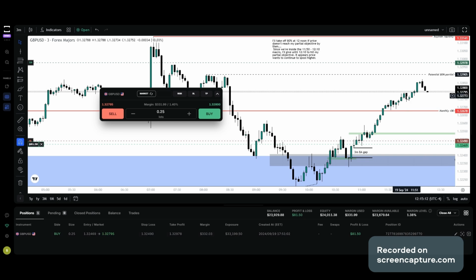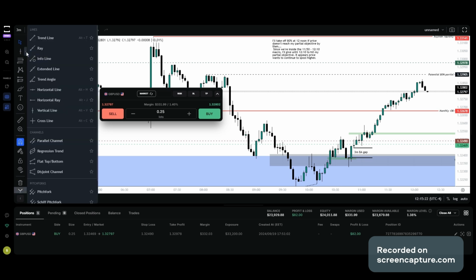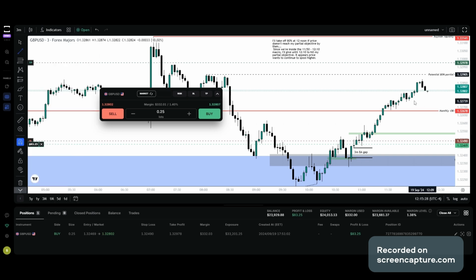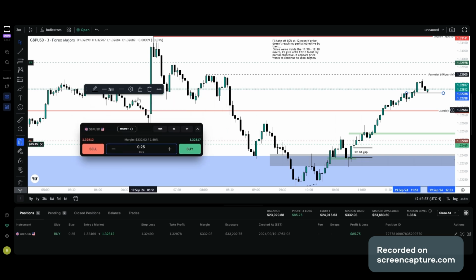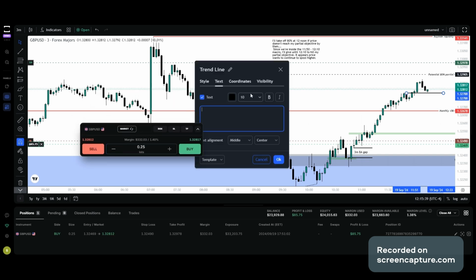I'll maybe hit this order block, this bullish order block. Let's see what kind of reaction we get here. I'll draw that out. I use the trend line. See what we do here on this order block.